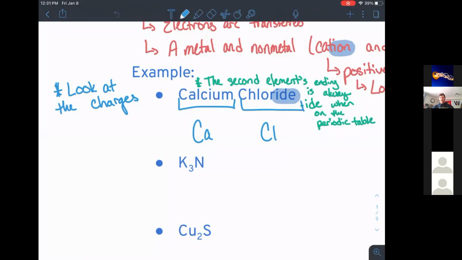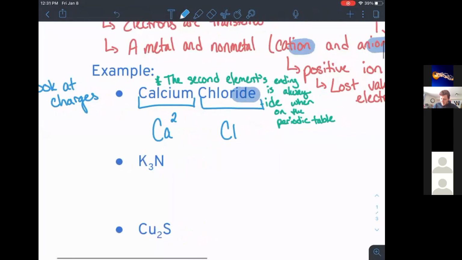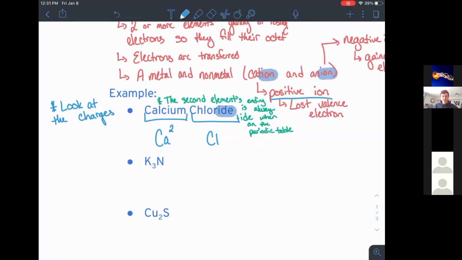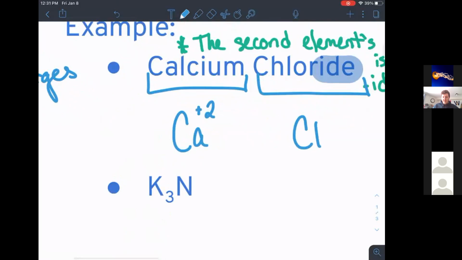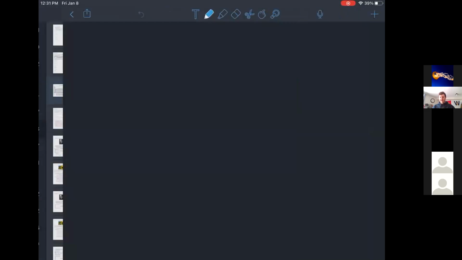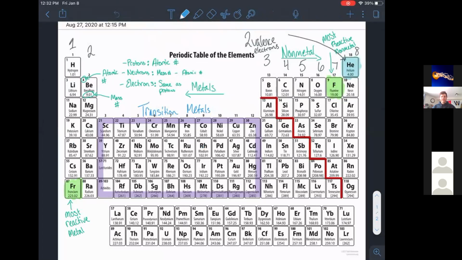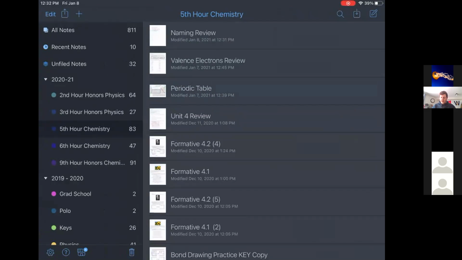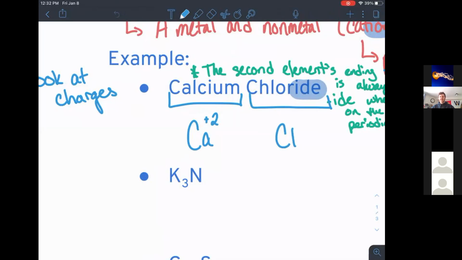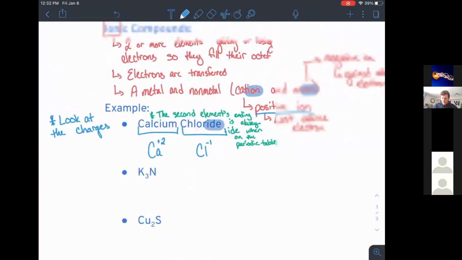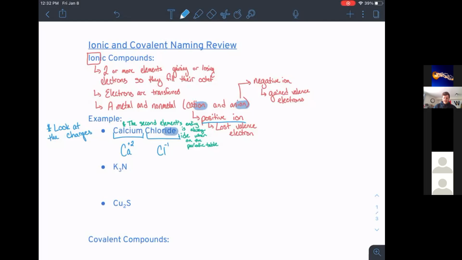Losing 2. So we're going to put a 2 up here. And you guys said before that it's a positive ion if we lose electrons, which means it's going to be a positive 2 charge. Chlorine has how many valence electrons at the start? 7. Awesome. So chlorine has 7. It wants to get to 8. How many valence electrons is it going to gain or lose? It's going to gain 1. Perfect. Which means we're going to have a negative 1, because you guys told me it's a negative ion if it gains electrons.